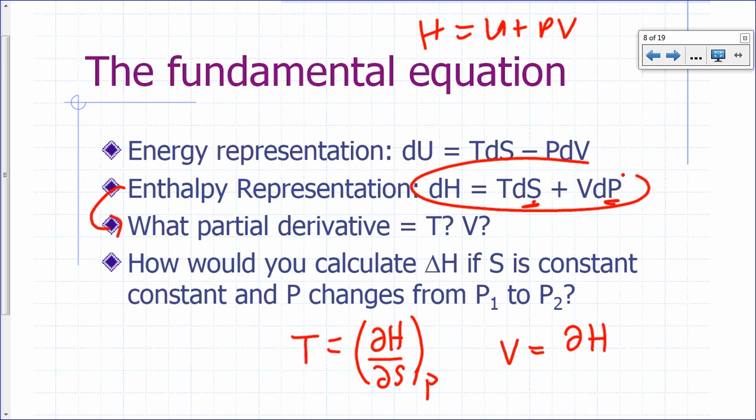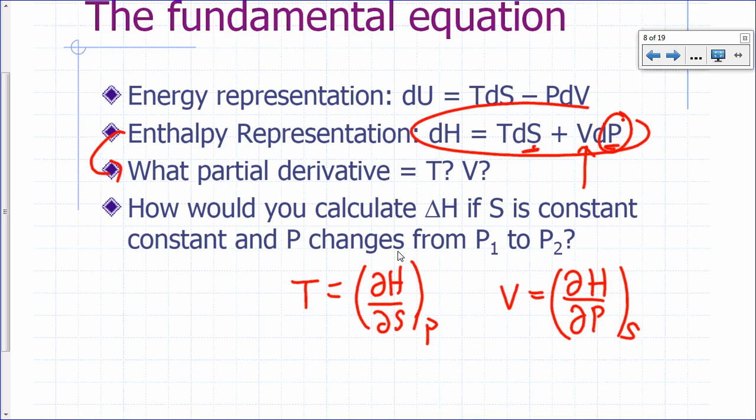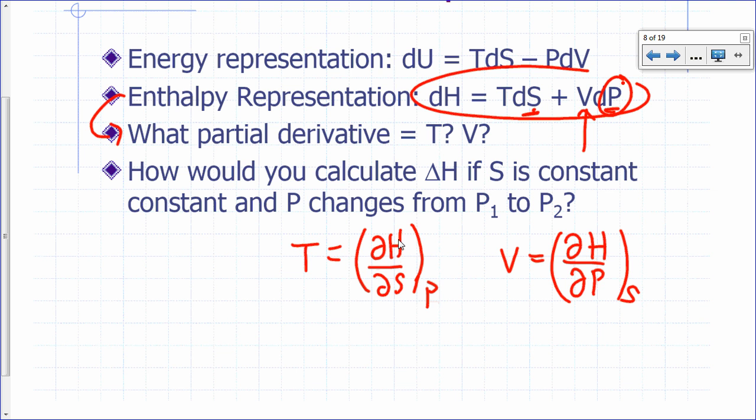Partial of H with respect to pressure holding what constant? S. The other independent variable is S. Okay? So, let's say you wanted to know delta H at constant S, if S is constant, and P changes from P1 to P2. How would you calculate delta H?